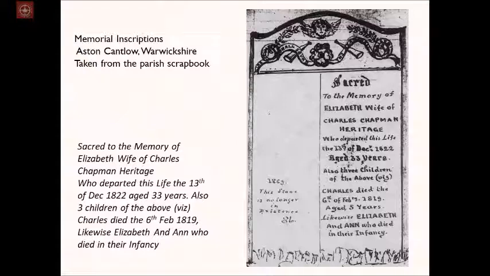Also 3 children of the above, Charles," okay, we've got him, Elizabeth, we had her, but also Anne, who died in their infancy. Now, there's no Anne recorded in the baptism registers or the burial registers. It's not Mary Ann, she survives and she lives on. So the only record we have for this baby who died, who was my ancestor's sibling, is this record here on this parish scrapbook entry. So if the vicar hadn't done this, we would never have known about the existence of this child, because she's just not there in the parish registers.